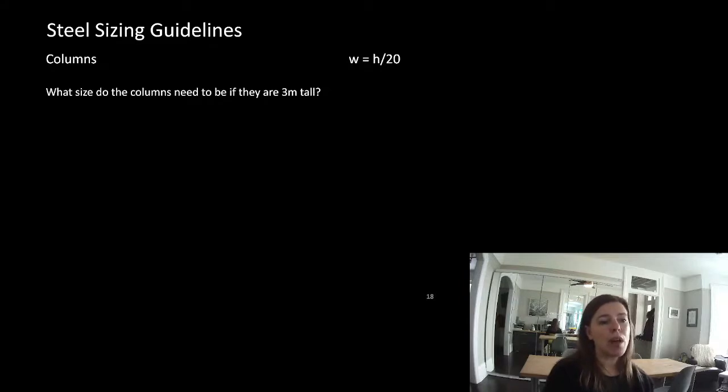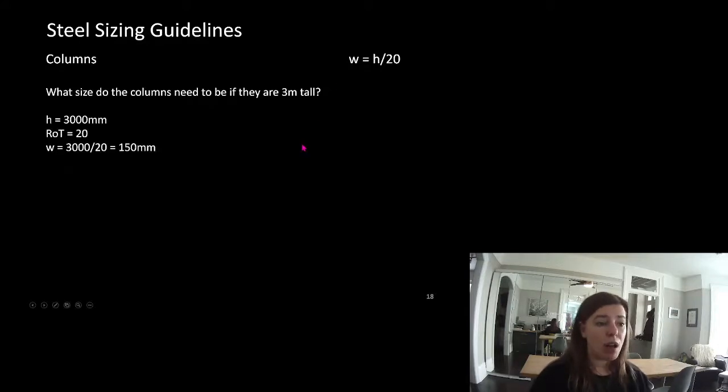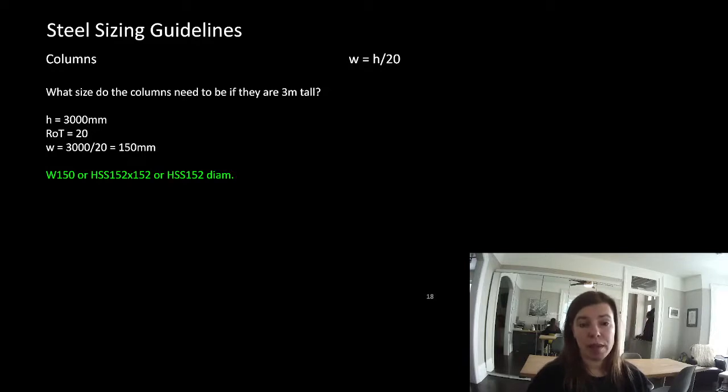So what size would the columns need to be if they're 3 meters tall? So we've got 3,000 divided by 20 gives us 150. So that seems like a W150 or an HSS 152 by 152 square, or an HSS 152 diameter would be a really good thing to draw in a preliminary set of drawings. I'd probably go with the 152 by 152 unless there was some reason to do otherwise.